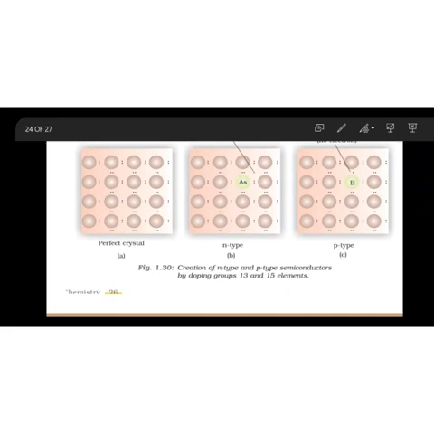The next and last topic of this chapter will be magnetic properties. I'll be uploading that as a separate video.